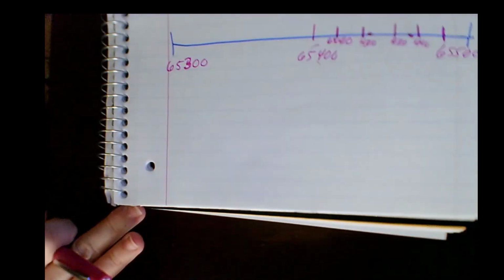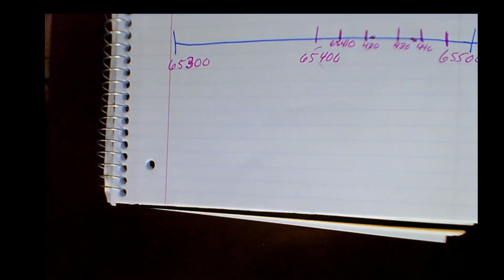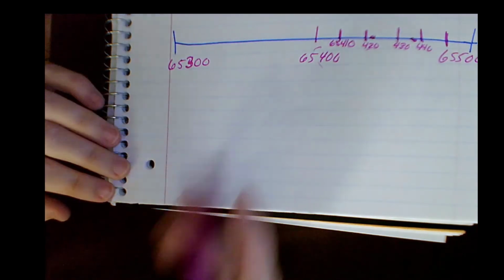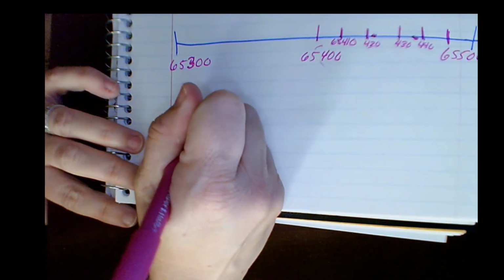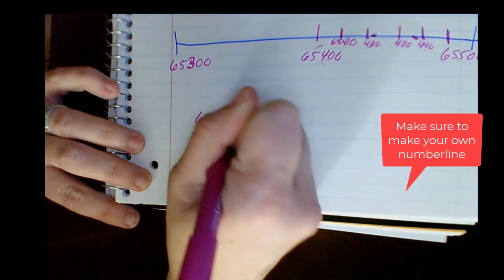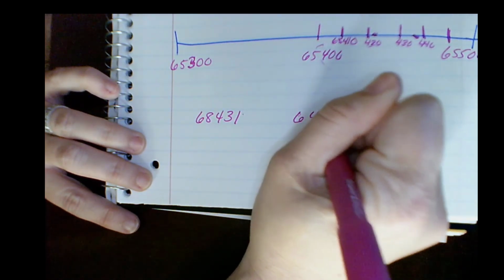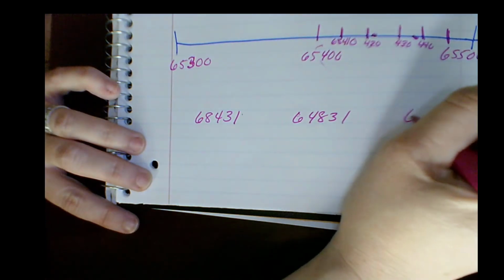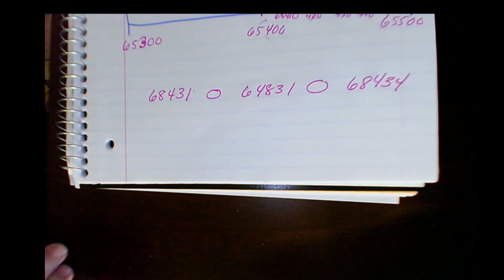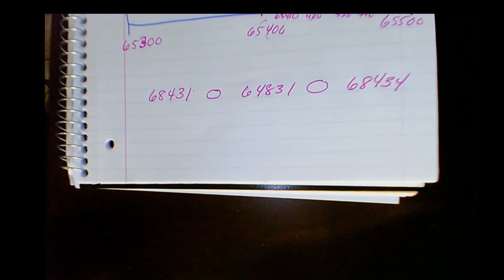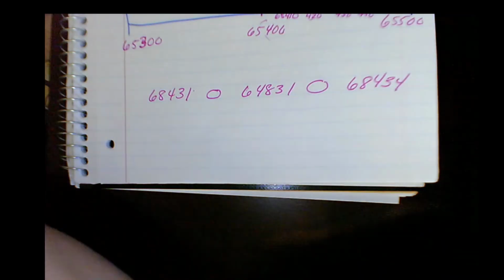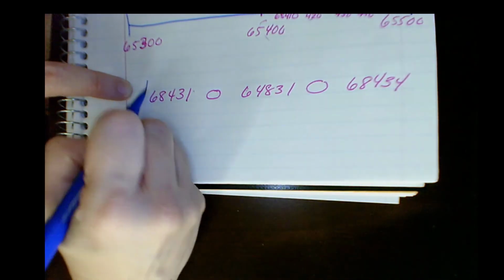Now it's your turn. You're going to be trying. And don't worry if your number lines get a little messed up or messy. That's fine because we're learning our skills. And we're going to practice more in class. I'm going to give you three numbers. 68,431, 64,831, 68,434. Remember, you're comparing these two numbers here to each other.